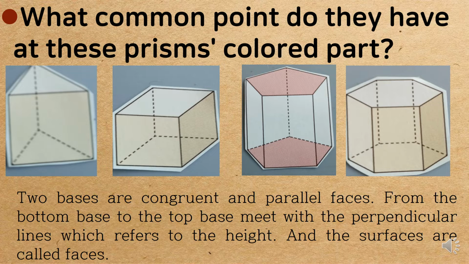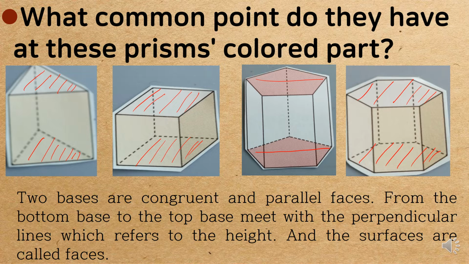What common point do they have in these prisms' colored parts? Two bases are congruent and parallel faces. The line from the bottom base to the top base, meeting the bases perpendicularly, refers to the height. And the surfaces are called faces.